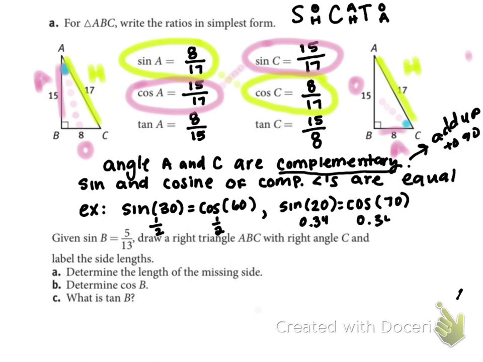All right, let me go through another question that you're going to see. So this one, given sine of B equals 5 over 13, draw a right triangle ABC with right angle C and label the side lengths. So let's make sure we remember SOHCAHTOA, whichever way you're going to memorize it.